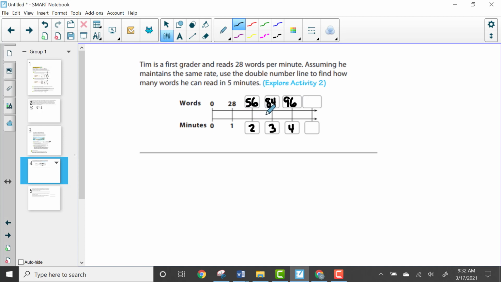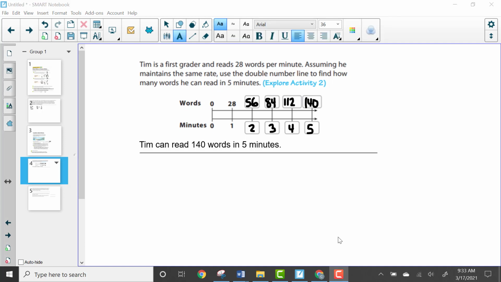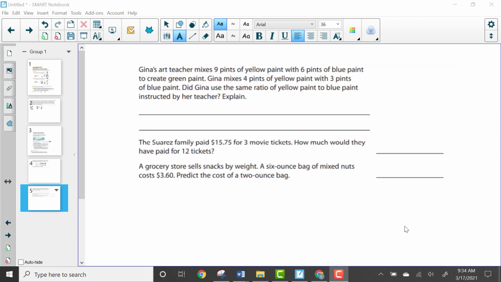It's going to give us, I'm sorry, not 96, it's going to give you 112. And then finally, we can see 5 minutes, multiply both terms times 5, and that's going to give you 140. So when we're trying to find out how many words Tim can read in 5 minutes, we can see that Tim can read 140 words in 5 minutes.